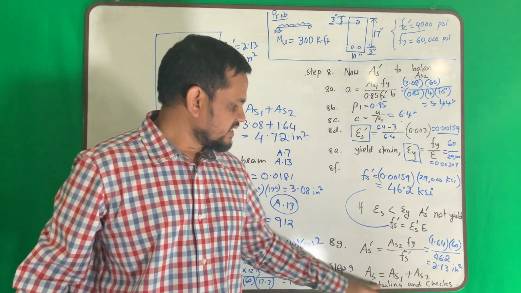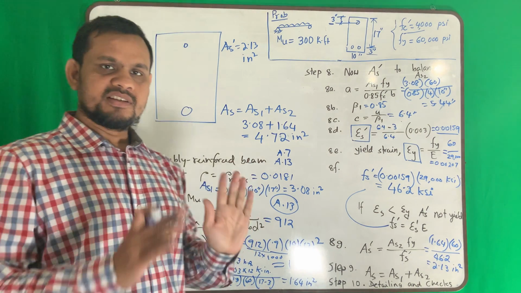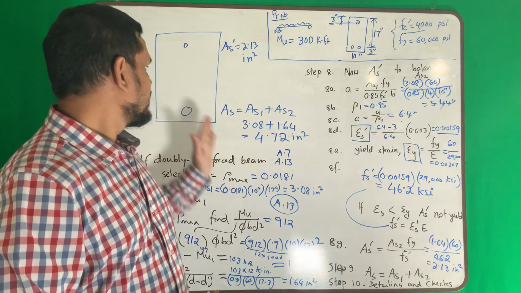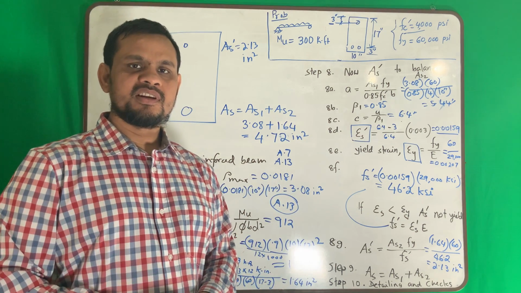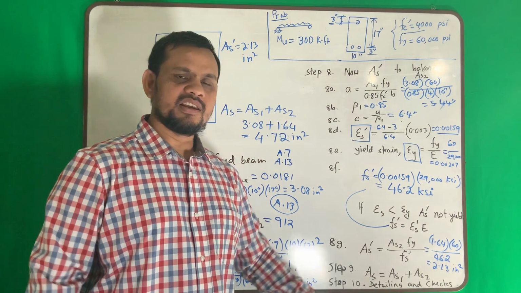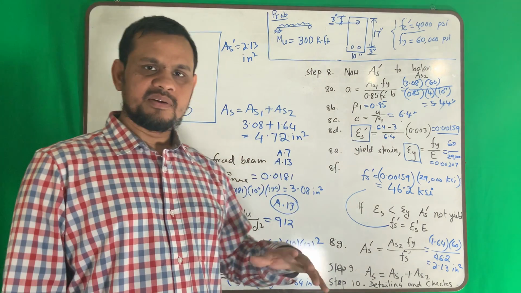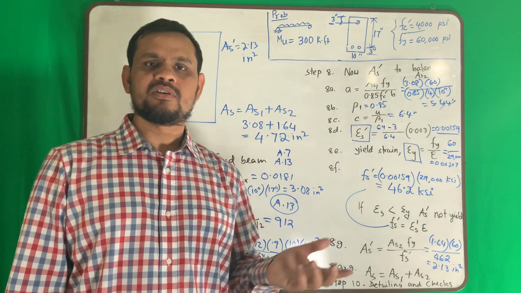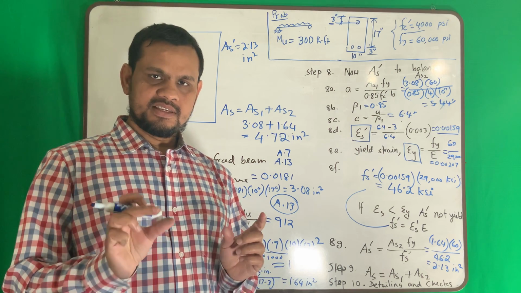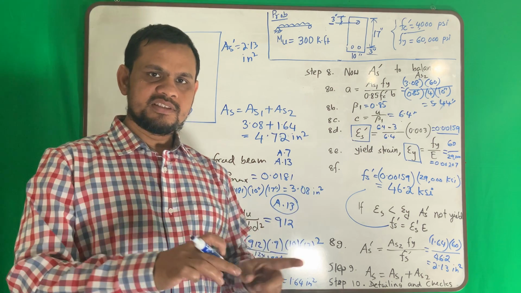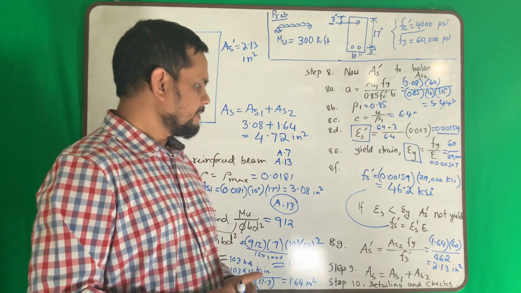Then last step is detailing. Detailing means choose your bar, place it, see the minimum spacing, place your stirrup, then show the drawing in a neat sketch. Those are detailing. It takes time, so I should not do it here. You know how to do it. Just give some time, choose your bar, place it, check the minimum reinforcement, place the stirrup, and show the drawing in very neat sketches.